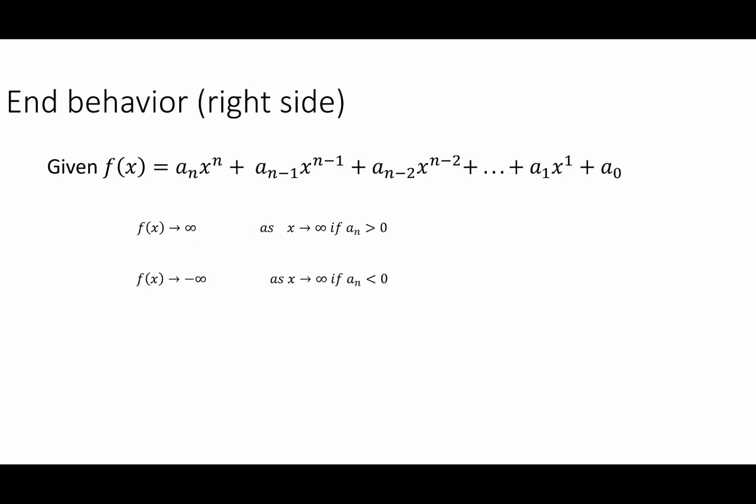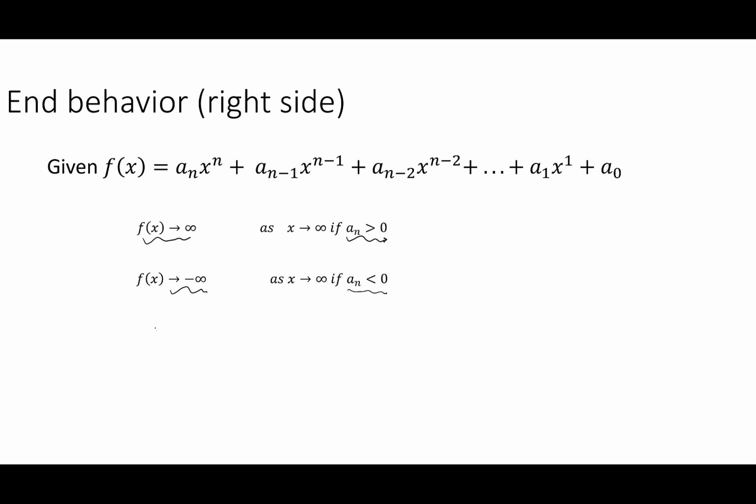So let's talk about end behavior, and let's just start on the right. So taking this polynomial function, a sub n x to the n plus a sub n minus 1 x to the n minus 1, etc. When I look at the leading term and really just looking at the leading coefficient, when the leading coefficient is positive, the function is going to go to infinity on the right. If the leading coefficient is negative, then the function is going to go down on the right.